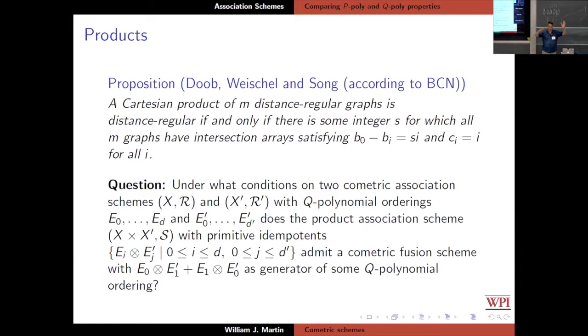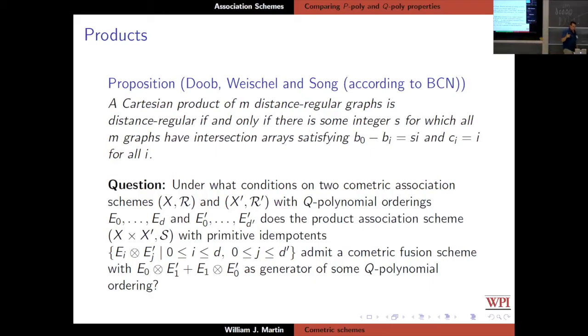Now, there are all sorts of products out there. Let's take the first product that a student learns in graph theory, where you build a Cartesian product with vertex sets and you join two elements if they're equal in one coordinate and adjacent in the other. Sort of the standard product. So the product of some number of distance regular graphs is distance regular if and only if there's some integer s such that the valency minus bi is s times i and ci is equal to i.